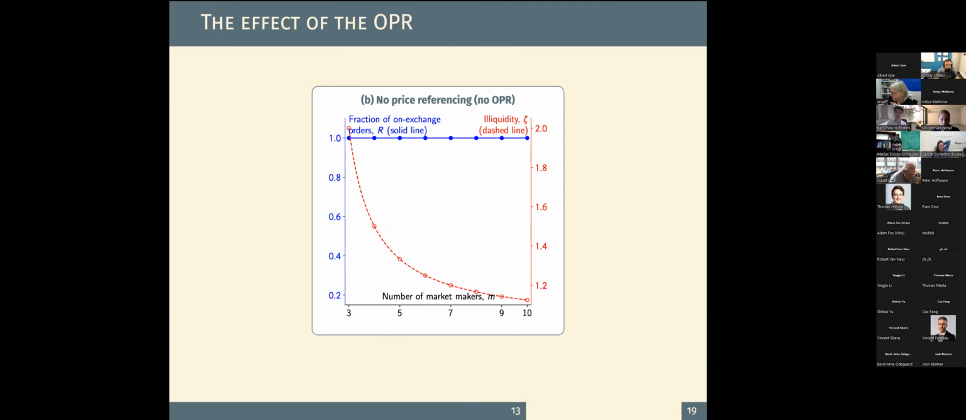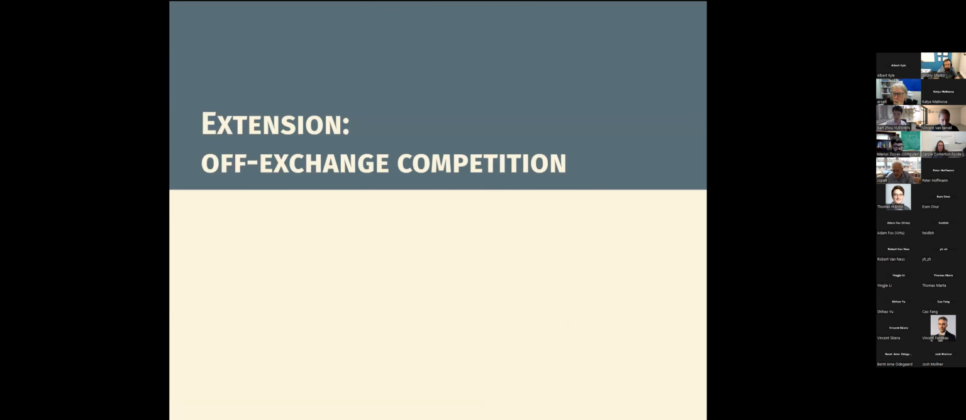So liquidity begets liquidity. You will have a much better overall market quality once you remove the order protection rule. Again, that's only in our static setting. In a more elaborate, repeated game kind of setup, you can imagine the market makers can find alternative ways to commit to a better price off exchange. So they can still siphon orders off exchange, and the price referencing mechanism can apply again. So the OPR essentially is just a commitment device in our model.